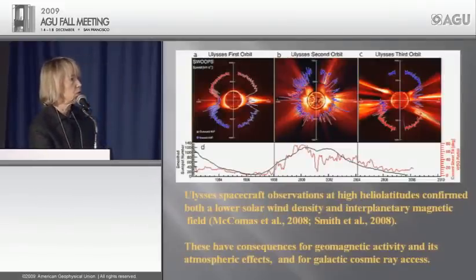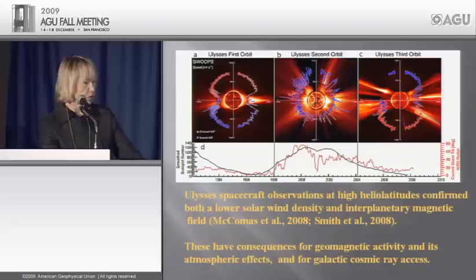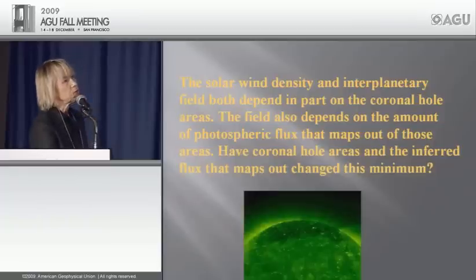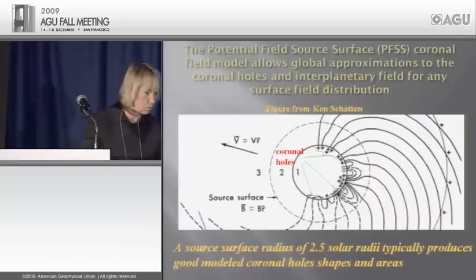And Ulysses has found these weak fields and low densities at high latitudes that similarly suggest the general weakness of the solar wind that's mapping out. But we have some questions related to how that weakness is originating. Now, the solar wind density and interplanetary field both depend in part on the coronal hole areas, not only the generation mechanism. So one question is whether the amount of photospheric flux and also solar wind flux that's mapping out has to do with changes in coronal hole areas as opposed to changes in the actual generation mechanism? And we can test things with the knowledge we have now.